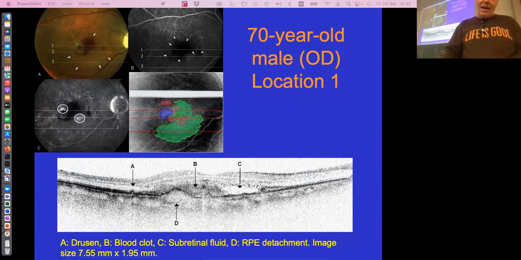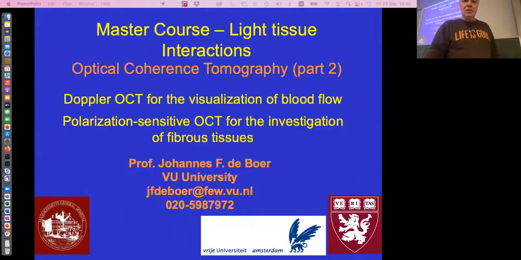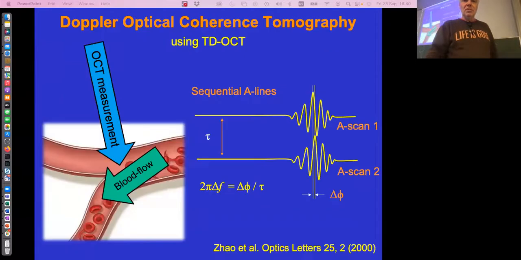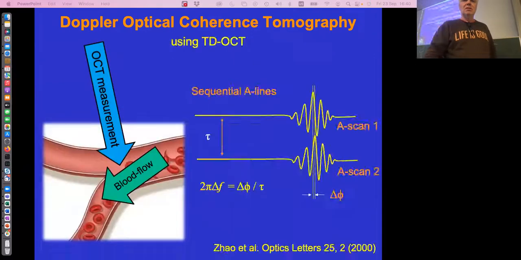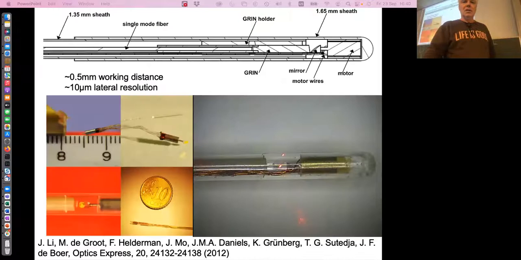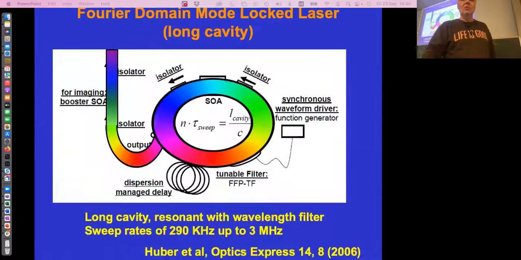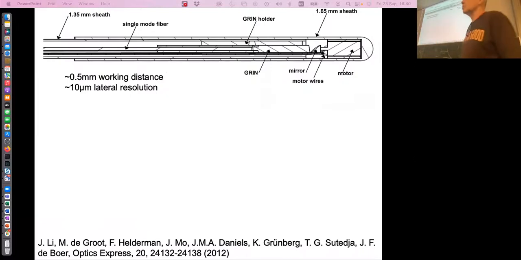Okay, since I have a little bit of time left, I think that the next part is part 2, Doppler. I'm going to skip Doppler and polarization. I'm going to do that next time. I'm going to show you a little bit of what happens in catheter-based OCT. So ophthalmology is really popular. The other application is in endoscopy.